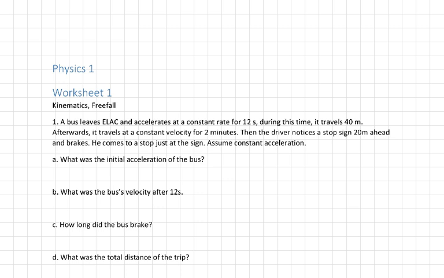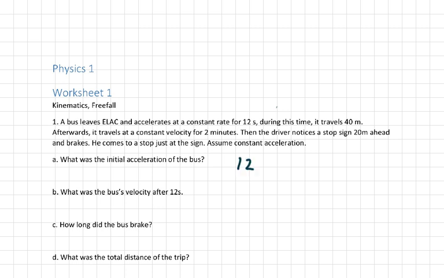One-dimensional kinematics. A bus leaves ELAC and accelerates at a constant rate for 12 seconds. During this time, it travels 40 meters. Afterwards, it travels at a constant velocity for 2 minutes. Then the driver notices a stop sign 20 meters ahead and brakes. He comes to a stop just at the sign. Assume constant acceleration. What was the initial acceleration of the bus?